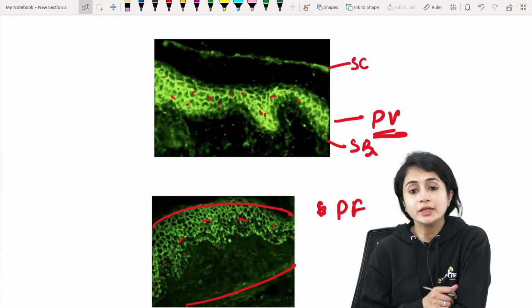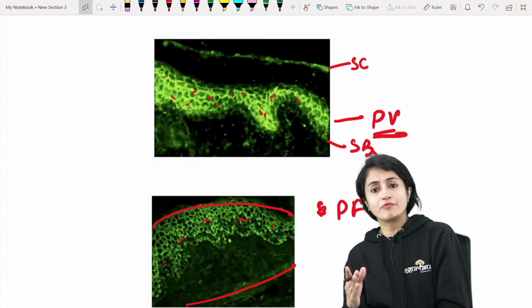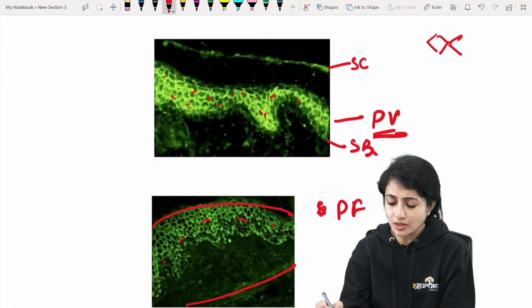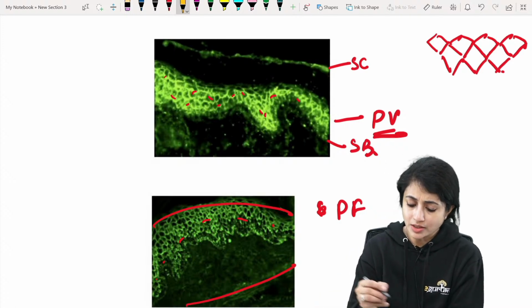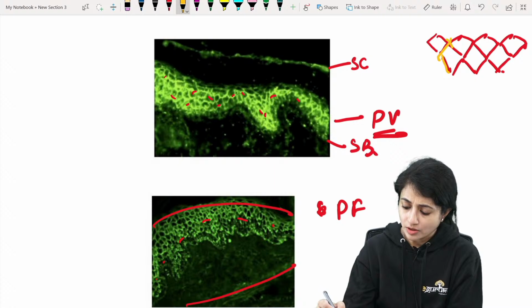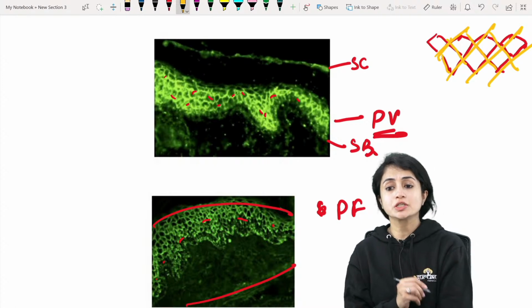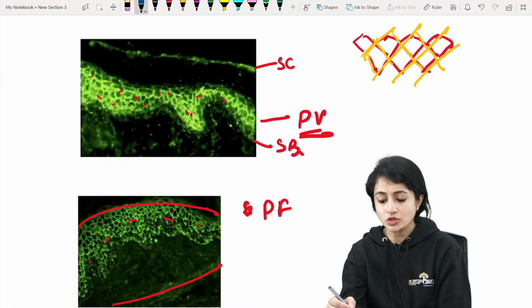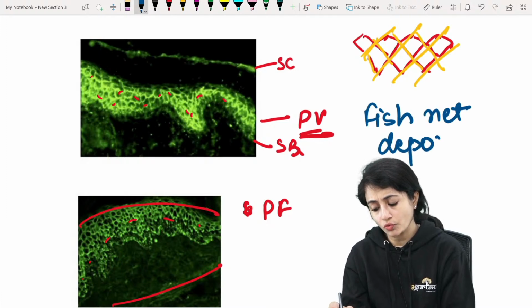Now, when it is present in PV, what happens? Pemphigus vulgaris involves almost the whole of the epidermis, and now my keratinocytes are something like this. Since my keratinocytes are like this, I see a fluorescence in a fishnet pattern. So this typical kind of DIF is called fishnet deposition. And of what immunoreactant?